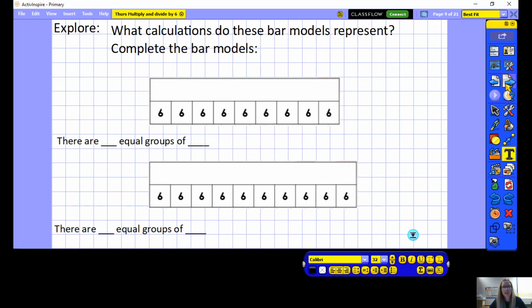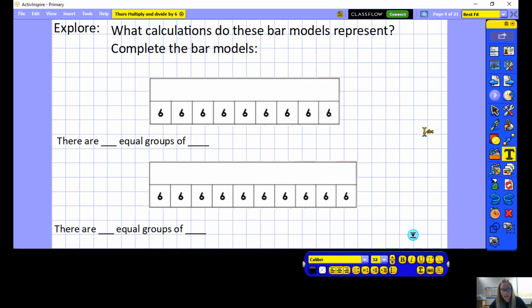Okay, so let's explore this question. What calculations do these bar models represent? And then I want you to draw the bar models and complete them. So there are something equal groups of something. So how many equal groups? You can see we know there's equal groups of 6. So how many equal groups of 6 are there? And how many 6s altogether? What is the total? So can you have a go? Pause the video and have a go at completing these bar models.